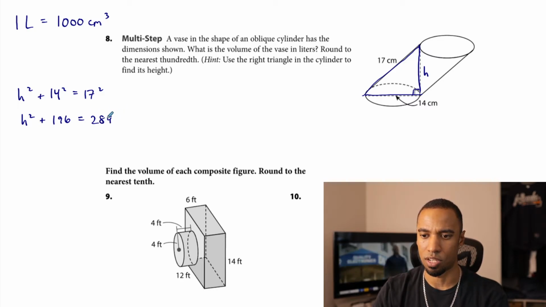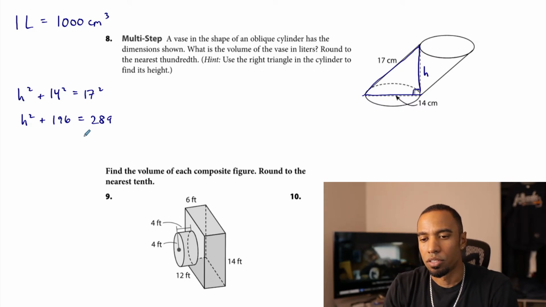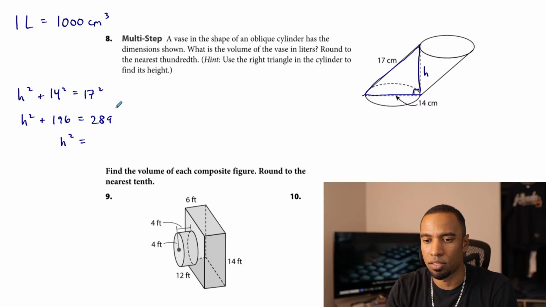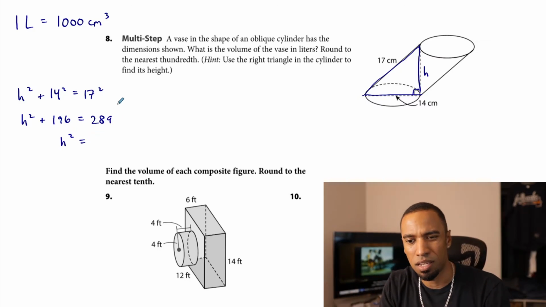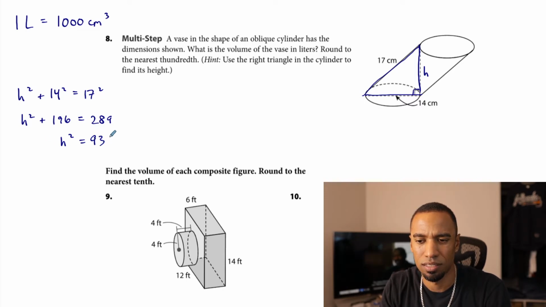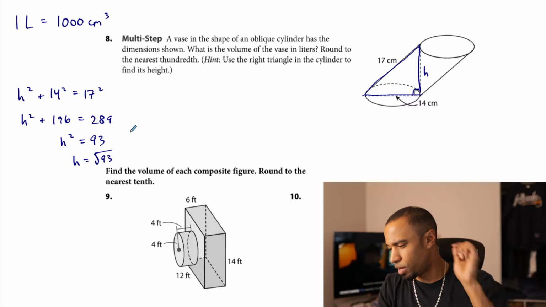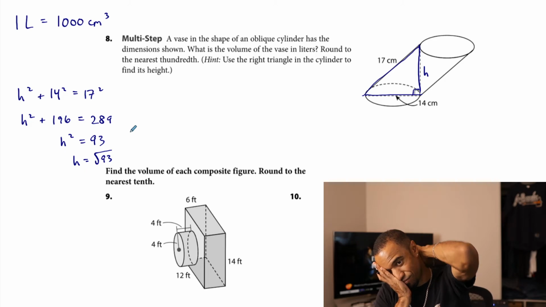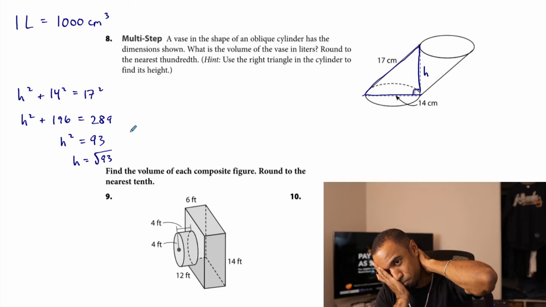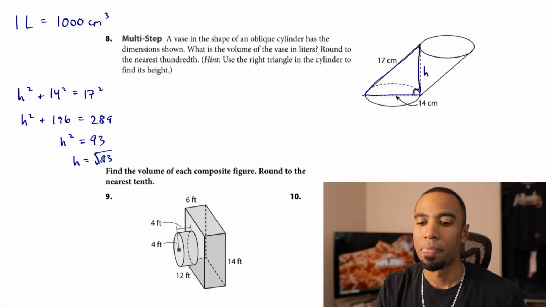I'm rusty because I haven't done math in a few months, at least not this kind. H squared is, don't make me do math, 93. Is that right? So h is the square root of 93. I think so. Now, I'm going to leave it like this, guys.